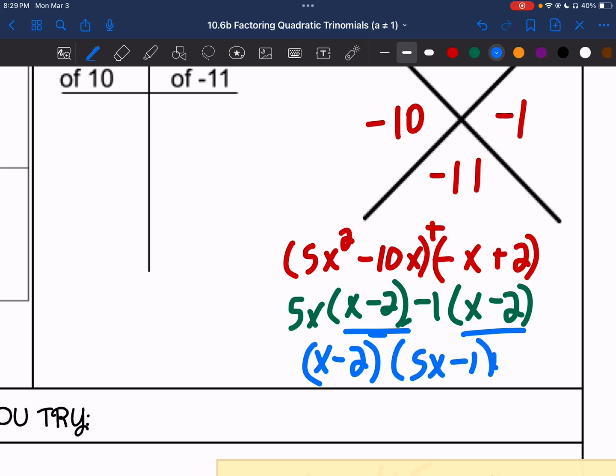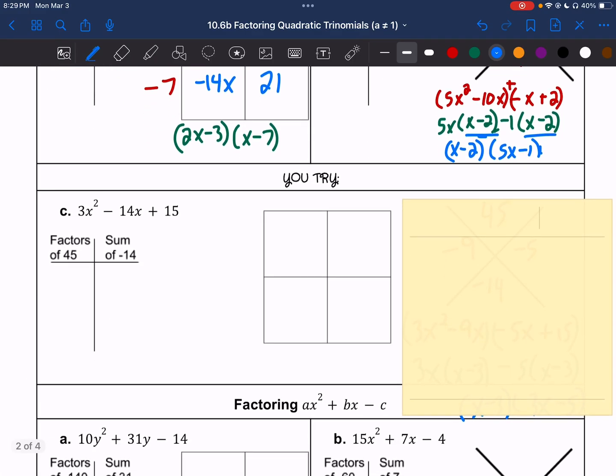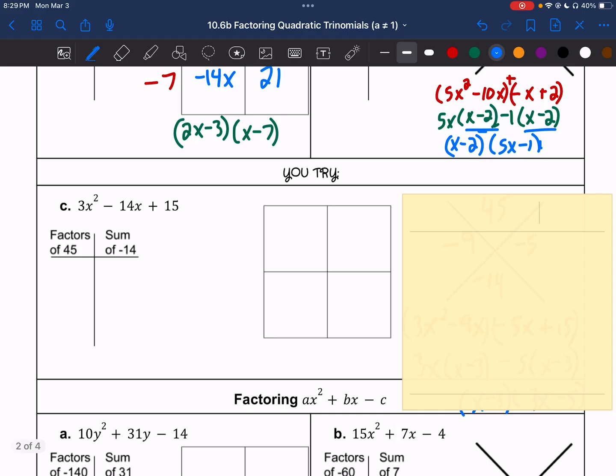Okay, so next up we have a u-try problem. And I want you to work through letter C on your own. You can choose which method you want to go through. I'm going to be demonstrating live for you the box method consistently on these u-tries, and then I'm going to walk you through a pre-written method solving by grouping.